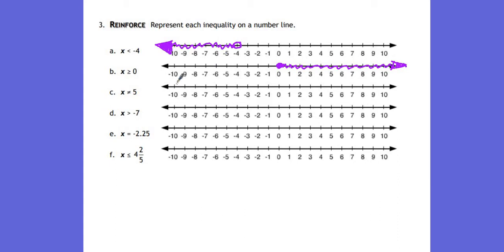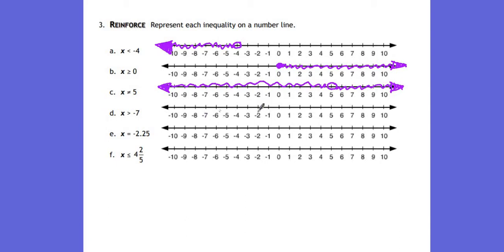Alright, C. X is not equal to 5. What do I need to do here? Open circle. Open circle on 5, and then shade everything else, because it wants anything but 5. My scribble scrabble is a little messy looking. Hard to draw a straight line.